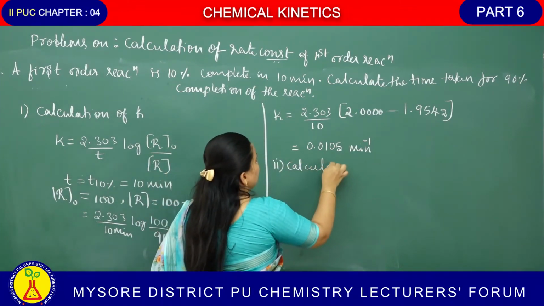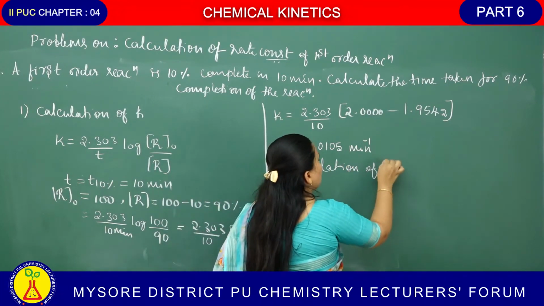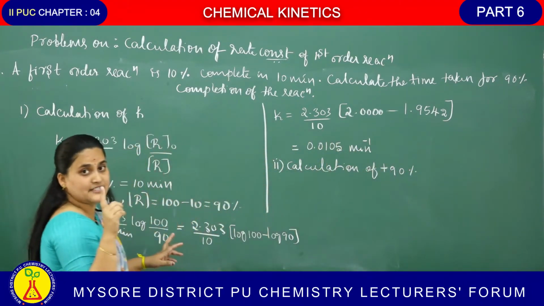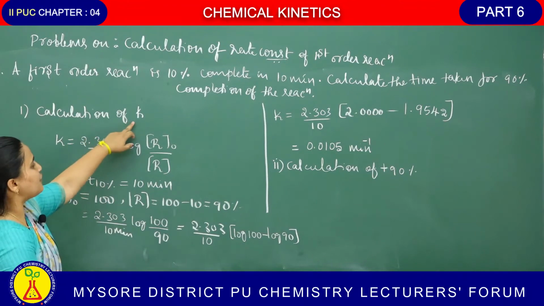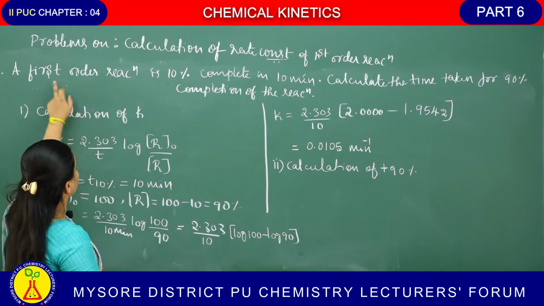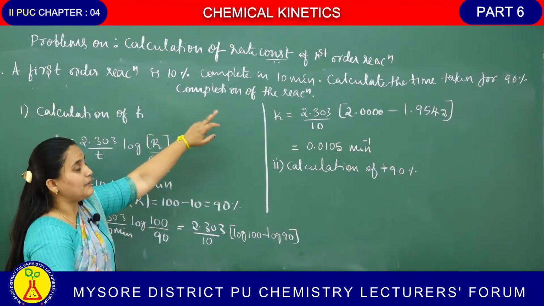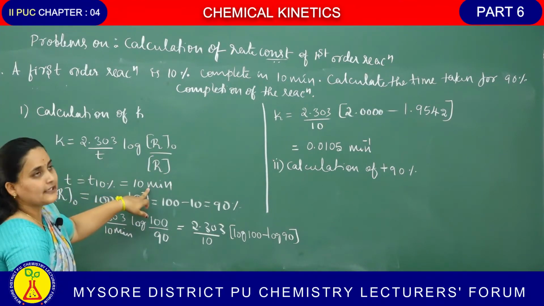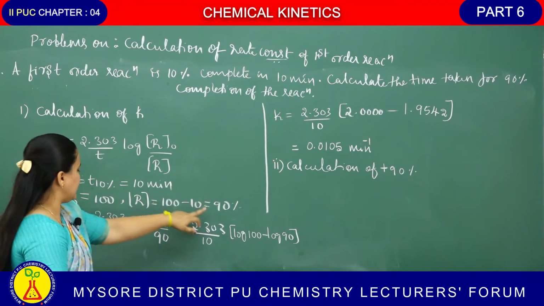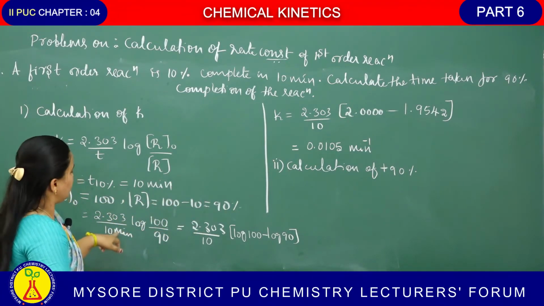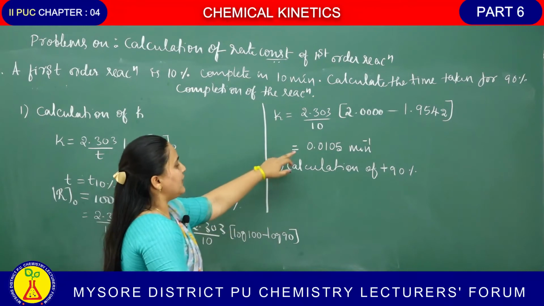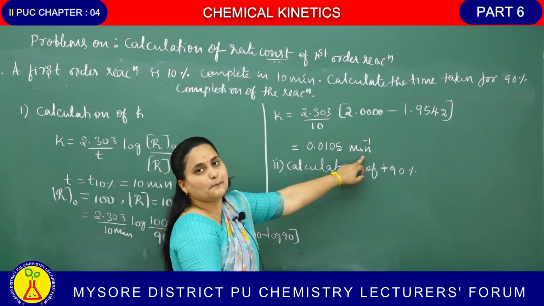Calculation of t90%, right? To find out t90%, first what do we have to find out? The rate constant. In the question they mentioned a first order reaction, 10% is completed in 10 minutes. K is how much? I have substituted. R naught is 100, R is 90. 2.303 divided by 10 minutes, log 100 divided by 90, log m by n formally log m minus log n. Final answer is 0.0105 per minute.